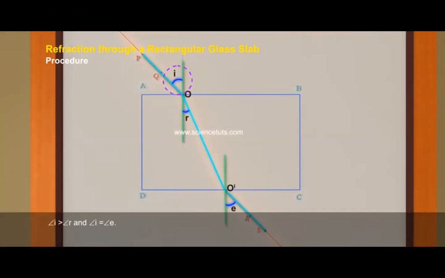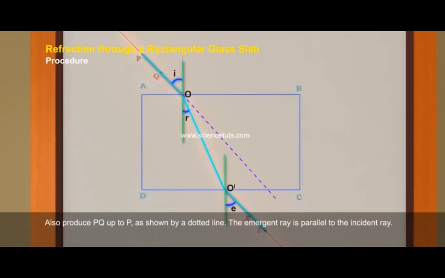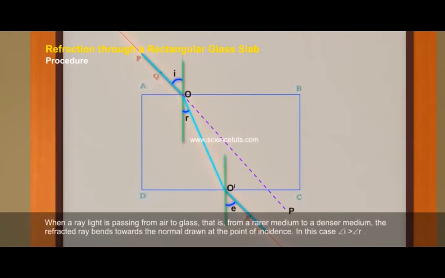Angle I is greater than angle R, and angle I equals angle E. Also produce PQ up to P, as shown by a dotted line. The emergent ray is parallel to the incident ray. The above experiment shows that when a ray of light is passing from air to glass, from a rarer medium to a denser medium, the refracted ray bends towards the normal drawn at the point of incidence. In this case, angle I is greater than angle R.